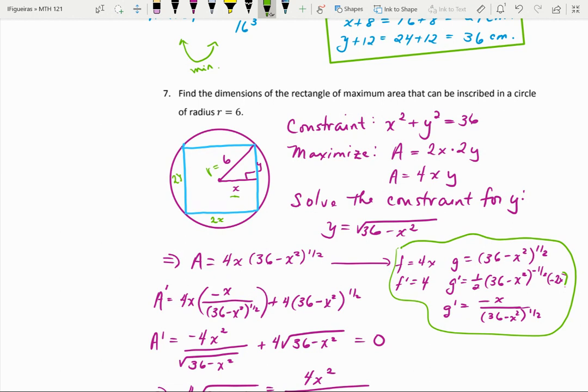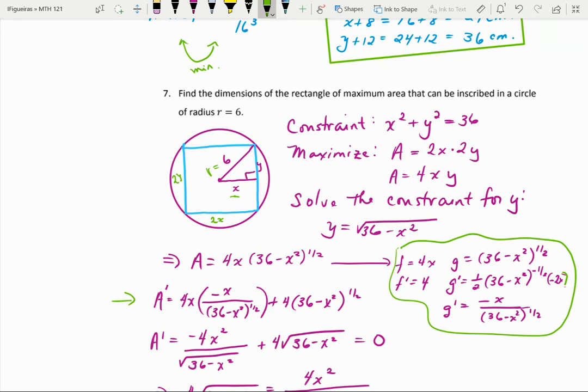So we get 1/2 times 36 minus x squared to the negative 1/2 times negative 2x. When you simplify the 1/2 and the negative 2, that just becomes negative x. And I rewrote the 36 minus x squared to the 1/2 and put it in the denominator with a positive exponent. All right, so we take that information and put it inside the product rule formula. That's right here on the left. So I have f g prime, so it's 4x times negative x over 36 minus x squared to the 1/2, plus f prime g, 4 times 36 minus x squared to the 1/2.